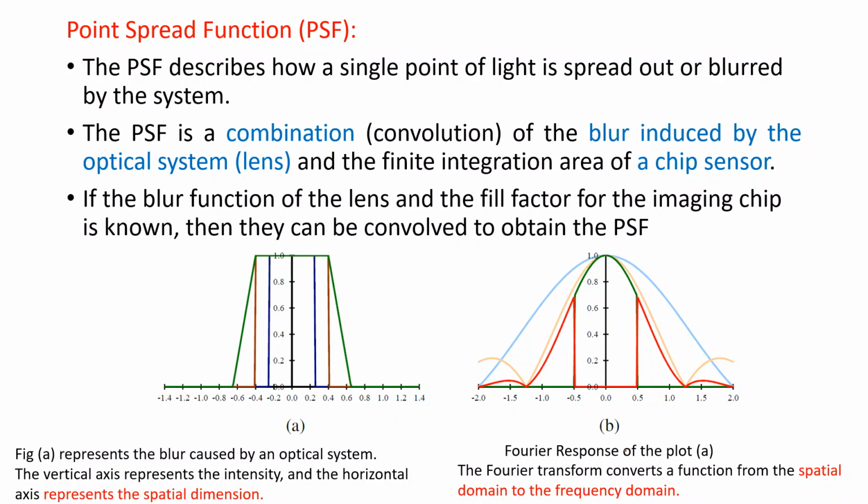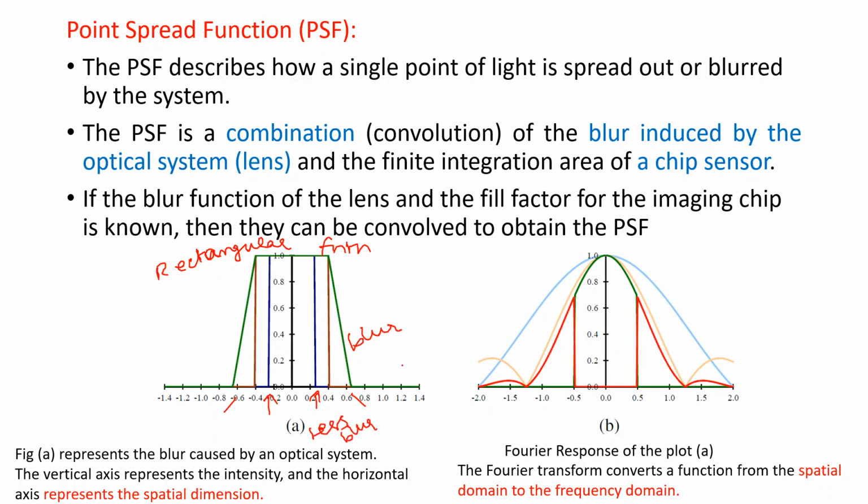Here we have two images. The first one represents the blur caused by the optical system. The right side image represents the Fourier response of the same plot A. Plot A represents the rectangular function used to represent the PSF. If the area is wider, then we can say it is more blur. If the area is narrower, then it is less blur.